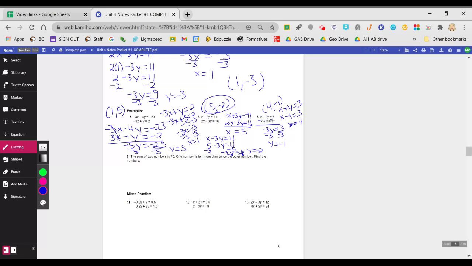7, I changed the sign on the bottom one again, x minus x equals 0. Negative 2y minus y is negative 3y, 6 minus 3 is 3. Divide, y equals negative 1. I substituted and found x equals 4.